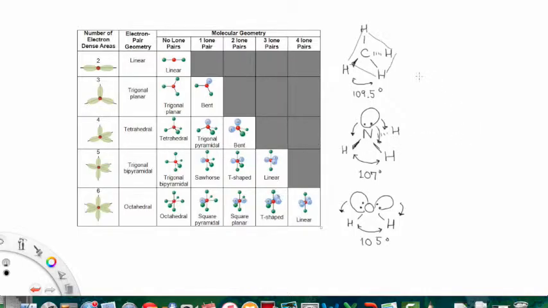At this point, I also wanted to mention notation that is used in the VSEPR model. You might encounter this when you're looking in textbooks or looking online for different VSEPR molecular structures. The central atom is always labeled A. The bonded atoms are labeled X. And then lone pairs are labeled as E.